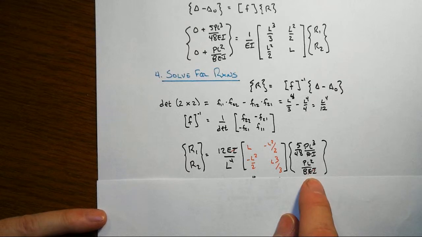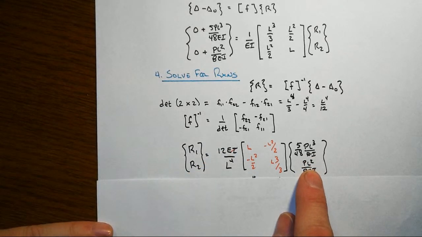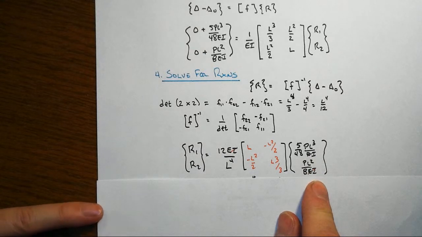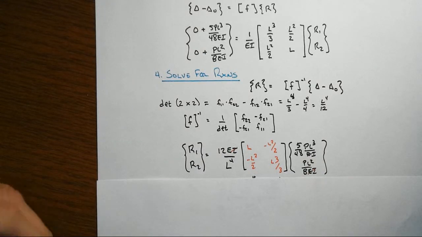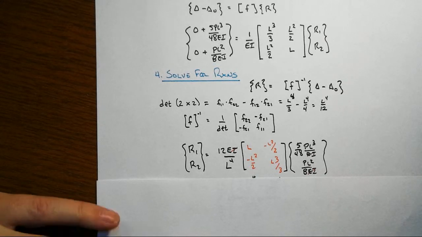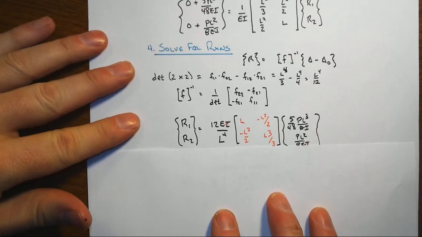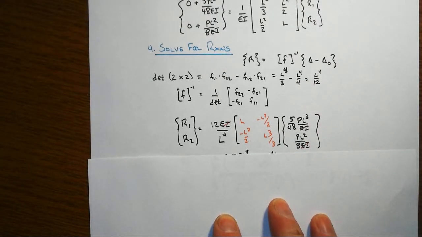And note that our EIs are going to end up canceling out in each case. That's usually the case for these situations unless we had a known support movement or a relationship with the support movement that did not include EI. Right. Now it's just left to perform the matrix math here.